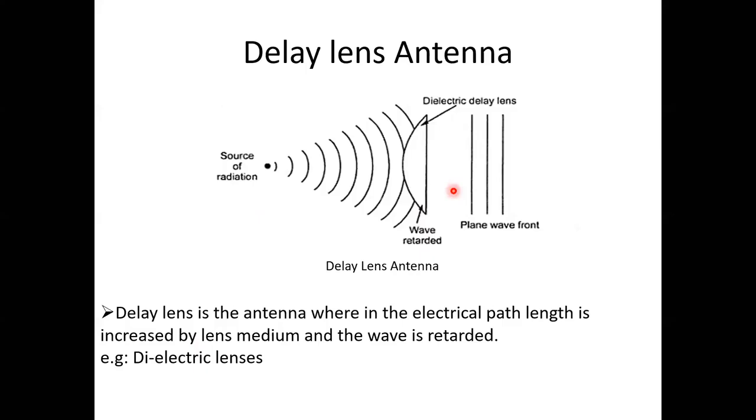So what do you mean by electrical path length? It is the path length which we are writing in terms of wavelength. So in this case, the electrical path length is increased by the lens media, and the wave will be retarded. As the wave is retarded, we also call it delay lens.